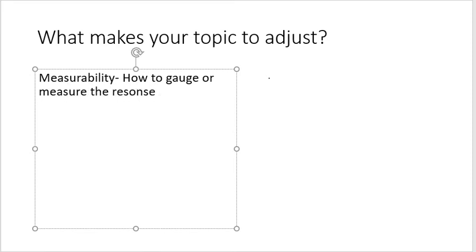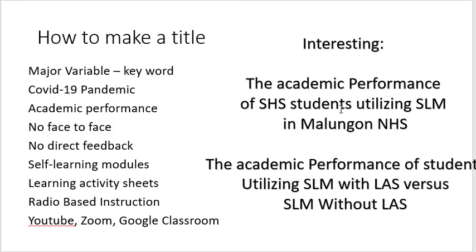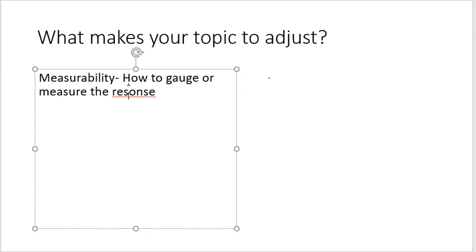Okay. So say for example, your title is about the academic performance of senior high school students utilizing the SLM in Malone National High School. And say for example, that was the first semester, we have SLM. Then, part of the first semester, the first quarter, is SLM. Then in the second semester, we have SLM with LAS. So that means there is a change between the SLM and LAS.